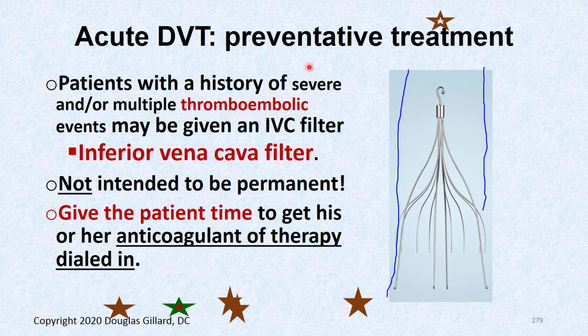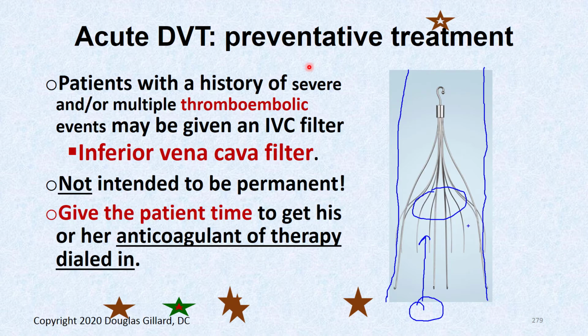So it goes in the inferior vena cava, around just below the renal arteries. And if a big new piece of blood clot breaks loose and is heading toward the heart, it's going to get caught by this thing and rattle around and dissolve with the passage of time.